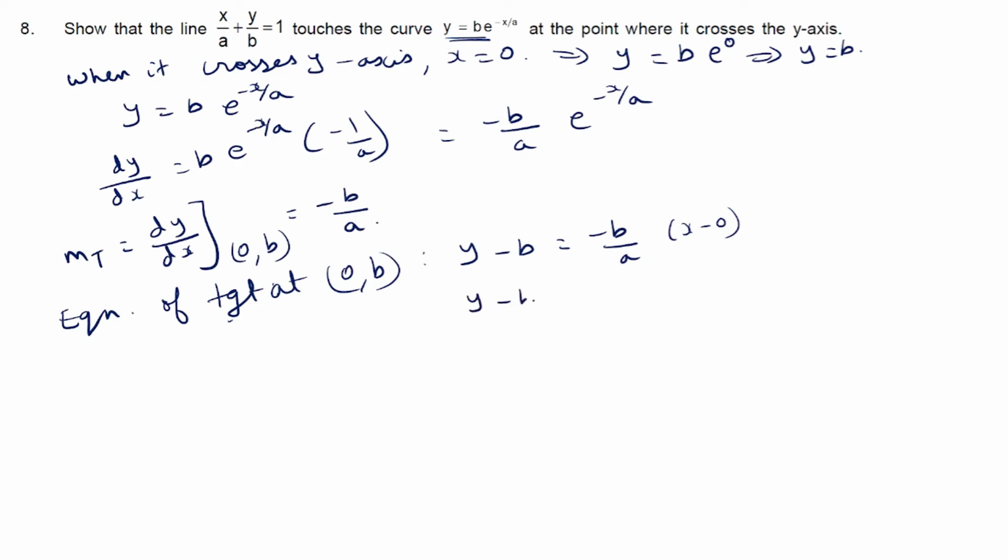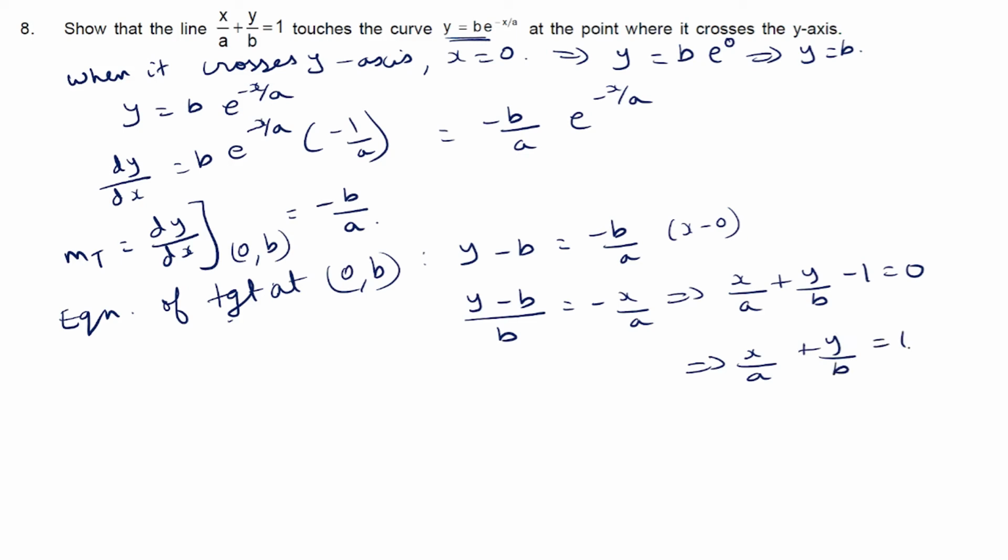So we have y minus b by b equal to minus x by a, or we have x by a plus y by b minus 1 equal to 0, or x by a plus y by b equal to 1. So this is the line which touches the curve y equal to b into e raised to x by a where it crosses the y-axis.